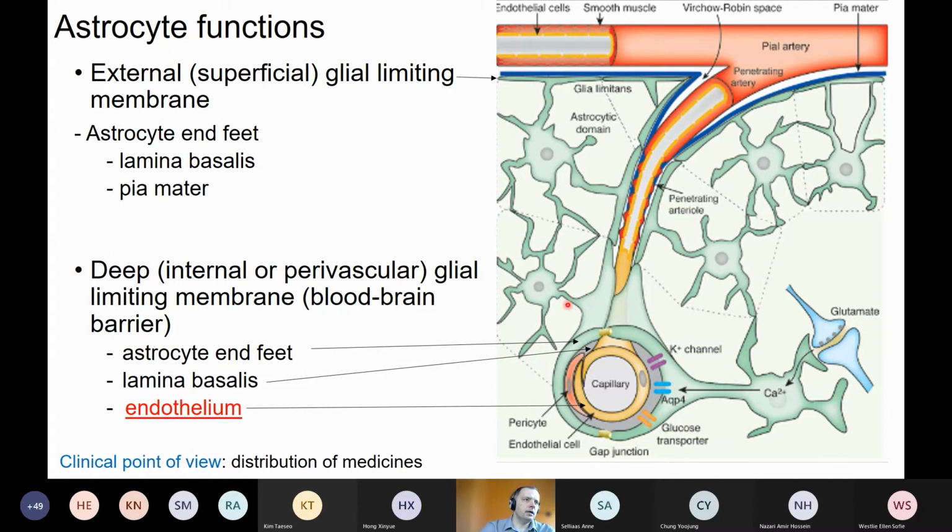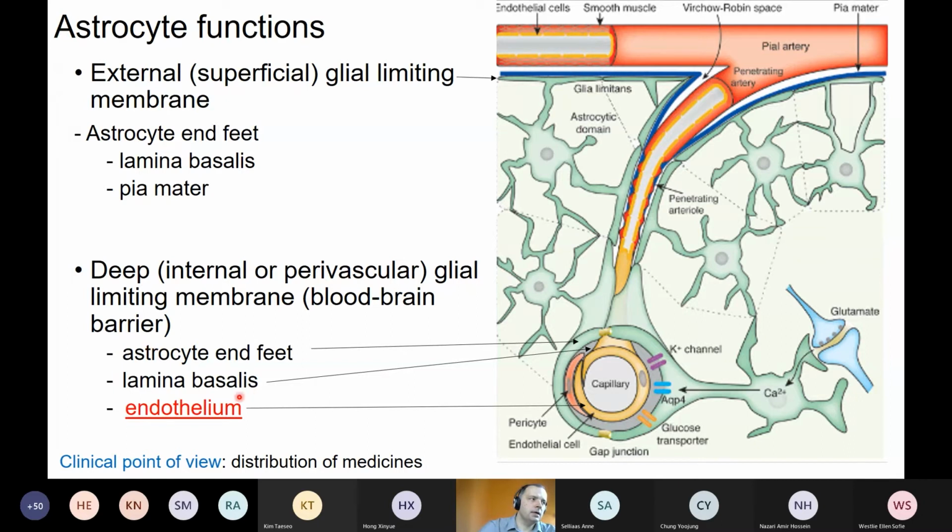Then you also have another limiting membrane, which is again, at least in part, formed by the glial cells. So if you follow the blood vessels, they of course split, and finally you get the capillaries. And the capillaries have, of course, a wall that is made up by the endothelial cells. Then you have a basal lamina with pericytes eventually, but they do not form a continuous layer. And then we have a continuous layer of astrocyte end feet again. And these layers together will form the deep or internal perivascular glial limiting membrane, also called blood-brain barrier.